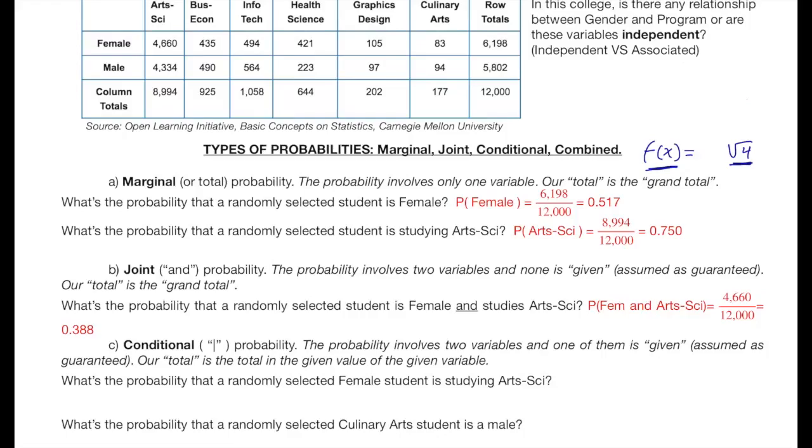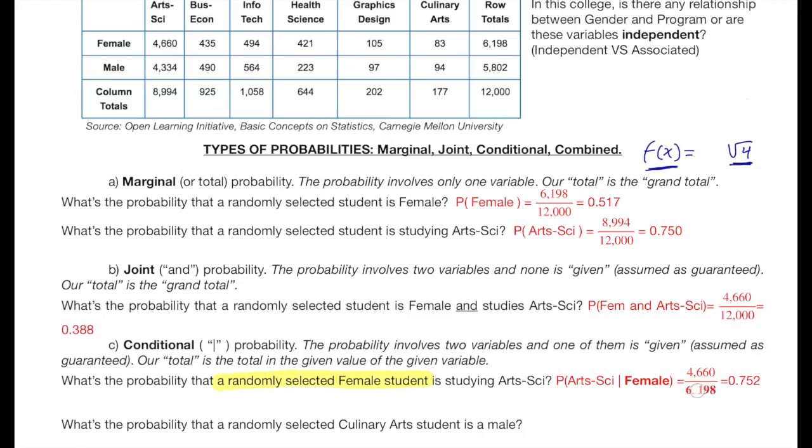The third type of probability is the most important when it comes to analyzing the relationship between categorical variables. We call it conditional probability. Here's an example. What's the probability that a randomly selected female student is studying art sciences? In this question, the student is female for sure. This is guaranteed. Males are excluded here. And the question is, among women, what's the probability of randomly picking one who studies art sciences? This is the question in mathematical notation, and this is the answer.